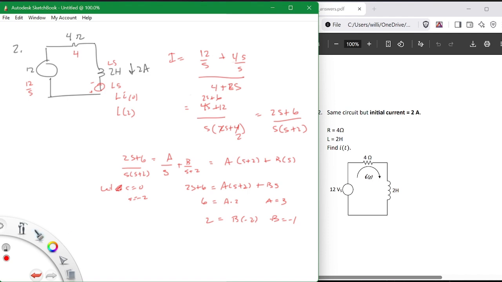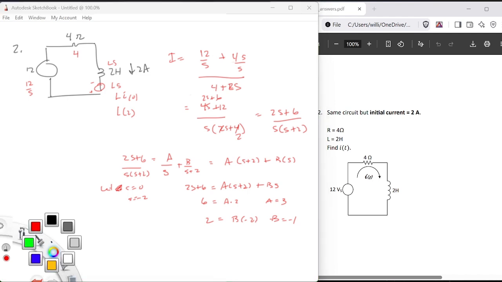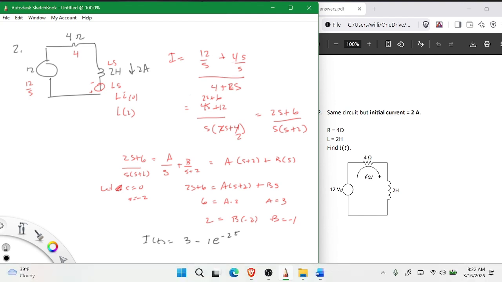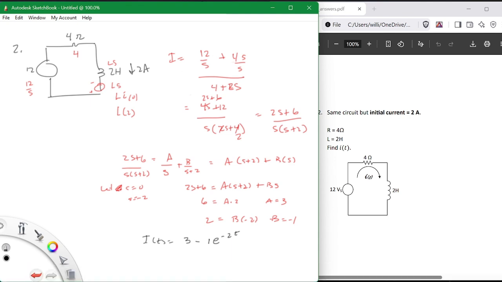Our final answer is, I'm going to go back to the color black. Okay, so our final answer is what? I of t is equal to 3, which is this term, minus 1 e to the minus 2t. Everybody see that? Okay, so that's number 2.